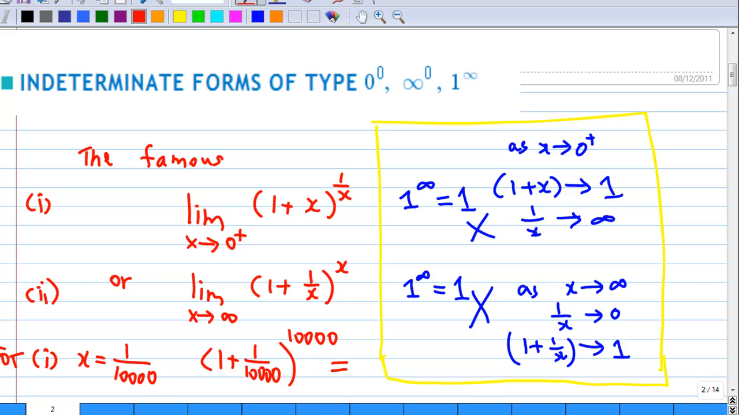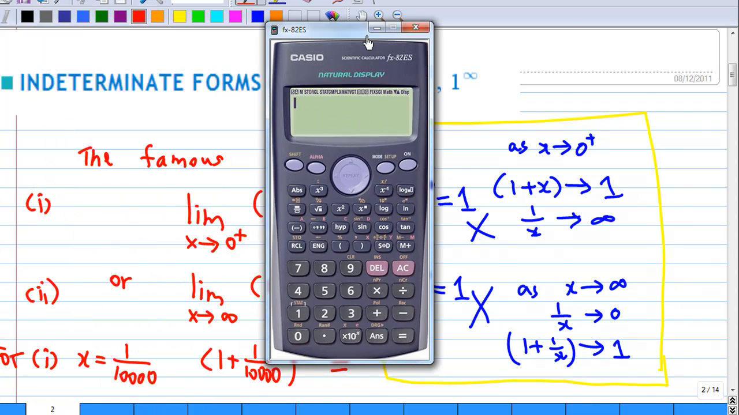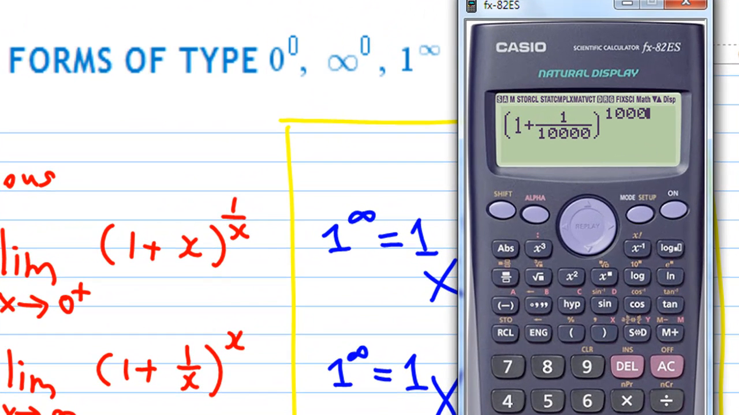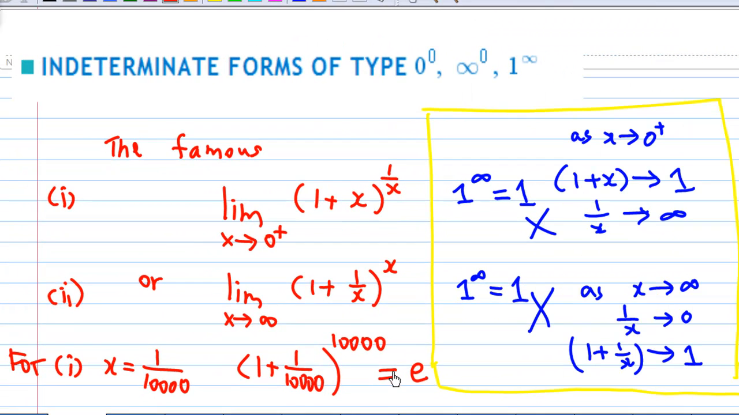let's press my calculator. So I'm going to write 1 plus 1 over 10,000, close the bracket, then raise to the power 10,000. You find that this number is about 2.718145. Are you familiar with this number? This number is the Euler number, close to e. Alright, so the actual answer for the first limit is e. Similarly, you can find the second one using a calculator. You find that this number is e as well.